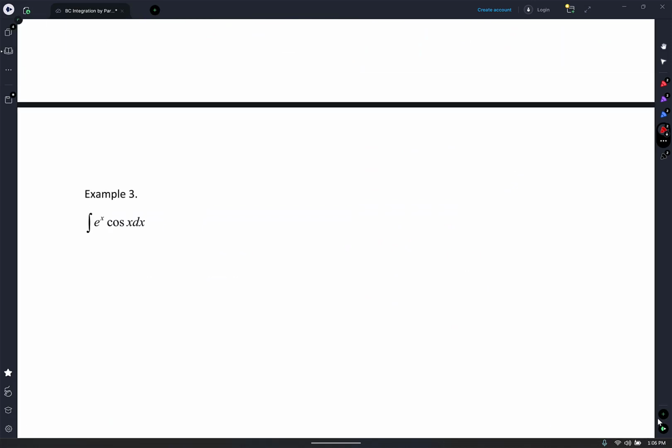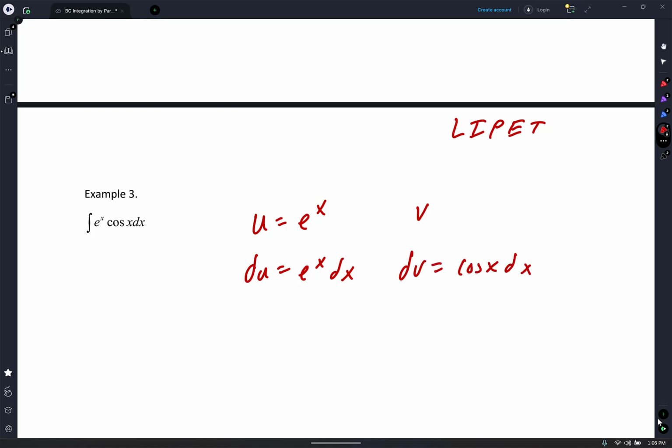All right, look at this one. Again, we're going to do our little LIPET thing. Logarithmic, no. Inverse, no. Polynomial, no. Exponential. So the u is going to have to be e to the x, du is e to the x dx. And then v and dv: the cosine x dx has to be my dv, and your v has to be sine x.